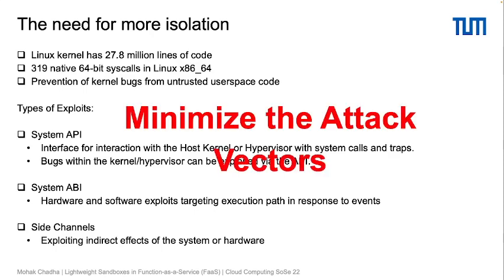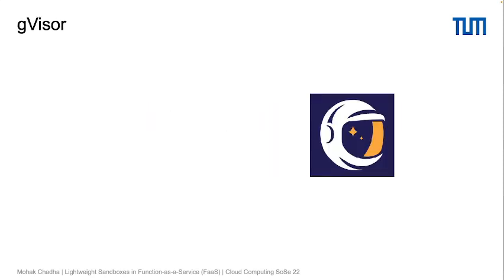But the idea is that we want to minimize these attack vectors, right? So add more security and minimize them. Towards this, there are different solutions which have been proposed. For example, one of them is gVisor, right? It is an open source secure container runtime developed by Google, and it is completely written in Go. Any idea why they chose Go over C?